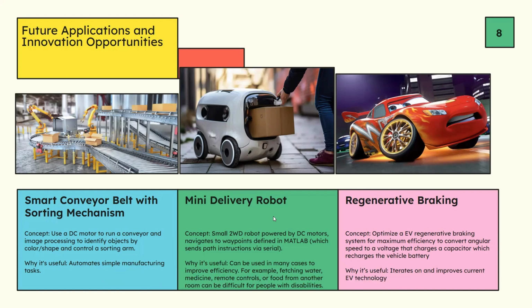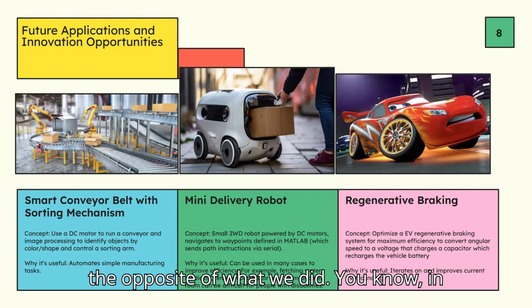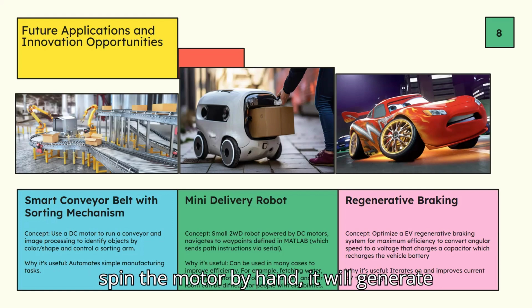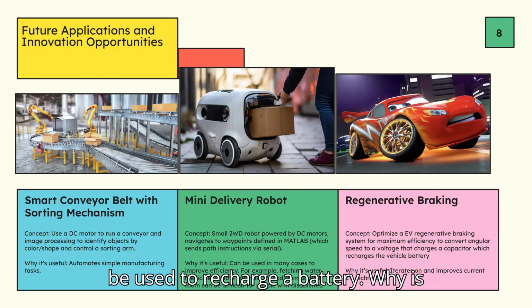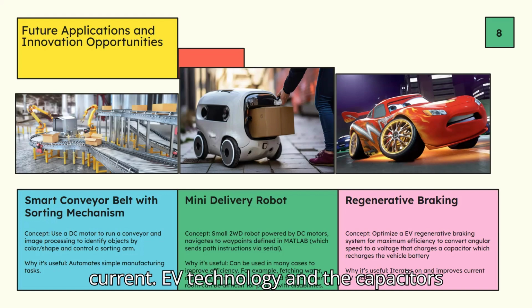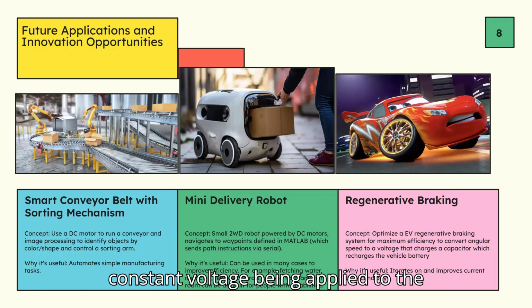Another idea was regenerative braking, which is kind of the opposite of what we did. In the lab, we found out that if you manually spin the motor by hand, it will generate a voltage. So this led us to think that maybe we could use this to charge a capacitor of some sort, which will then be used to recharge a battery. Why is this useful? It iterates and improves on current EV technology, and the capacitor is needed so that you can have a constant voltage being applied to the battery. It's not going to shock it with any sort of currents.